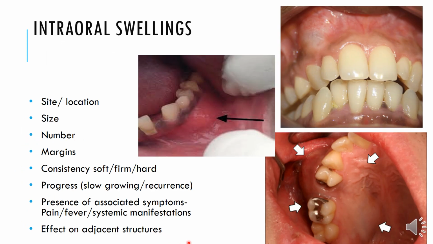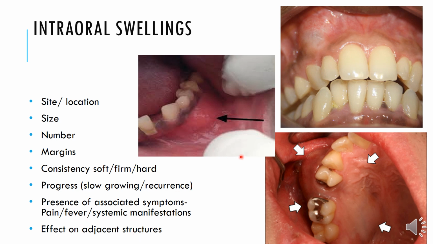When it comes to an intraoral swelling, again very importantly, you need to look at the site and the location, size, number, margins, consistency. Is it soft, firm or hard? Progress: is it slow growing? Is it recurring, right? And is it associated with fevers, pain or systemic manifestations? And what has it done to the adjacent structures?